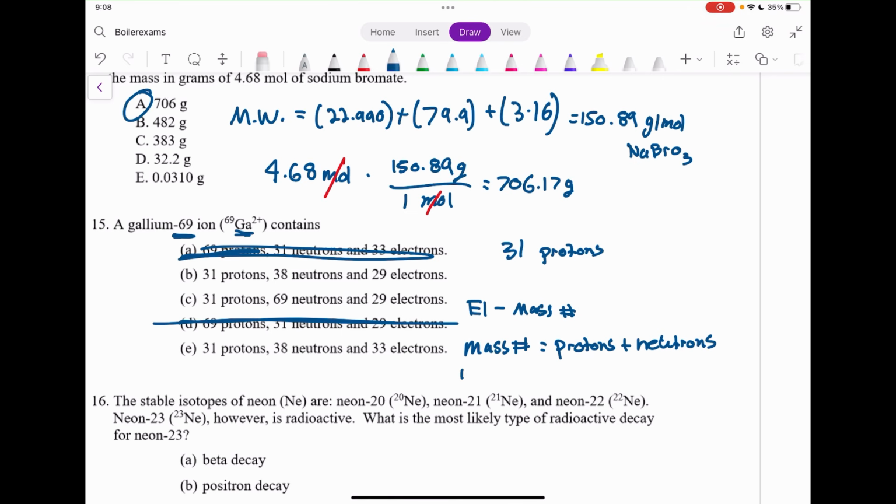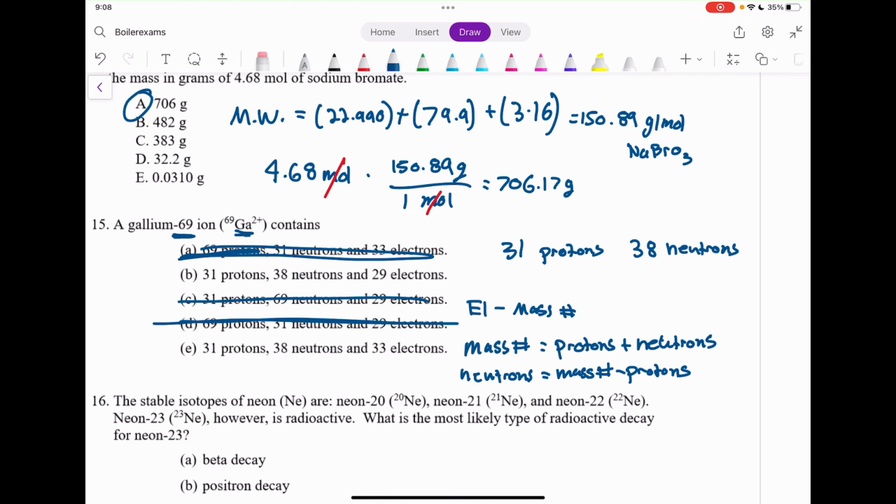So if you want the number of neutrons, you can take mass number and then minus protons. So my neutrons is going to be 69 minus 31. I have 38 neutrons. If I know I have 38 neutrons, not that one. Okay, so now we're down to B and E.